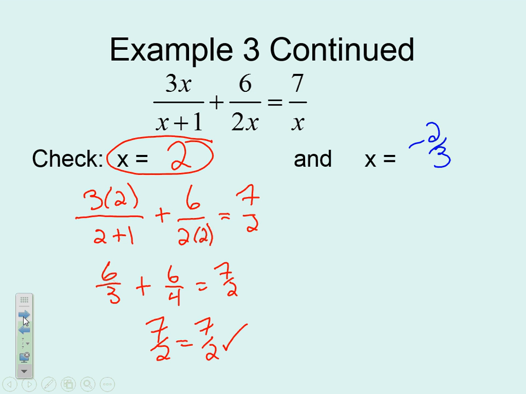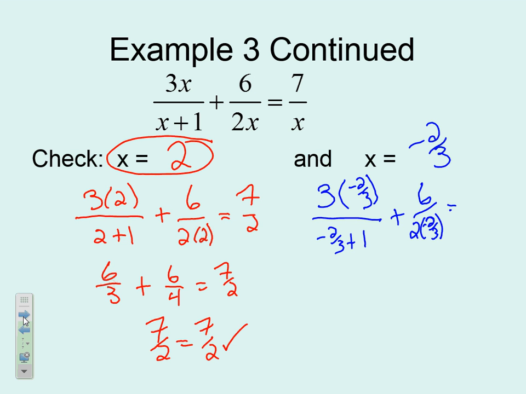Now come over here, I'm also going to check my negative 2 thirds. When I plug that in, I'm going to have 3 times negative 2 thirds all over negative 2 thirds plus 1 plus 6 times 2 times negative 2 thirds, which equals 7 all over negative 2 thirds. Now I use my calculator a lot to simplify this one after I add it. So on the top I get negative 2 all over 1 third plus 6 all over negative 4 thirds, which equals 7 all over negative 2 thirds.